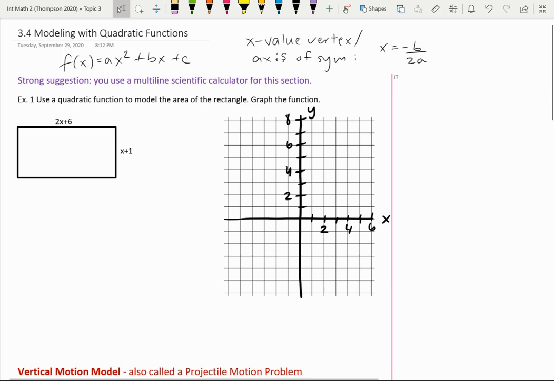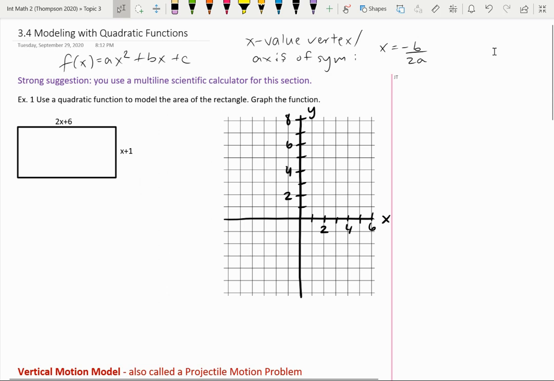In 3.3 is standard form of a quadratic function, and I talk about how to find the axis of symmetry and the vertex given standard form, and then how to graph. This 3.4 will be using all of those skills and applying them to word problems in real life situations. So there's no skills that are going to be new after 3.3, but you do need the skills in 3.3 to be successful in this section. There is a suggestion that you do need a multi-line scientific calculator, and we will be using it in this section.